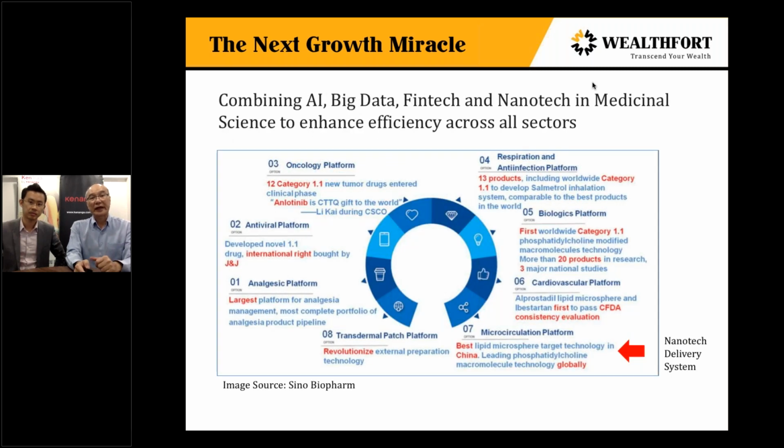Then combining AI, big data, fintech, and nanotech in medicinal science to enhance efficiency across all sectors. If you look at the bottom right-hand side, this company, Sino Biopharm, is using a nanotech delivery system to inject the drugs into the body to make recovery more efficient. They are using big data for diagnosis, and fintech to manage their business. So everything right now is very, very connected.